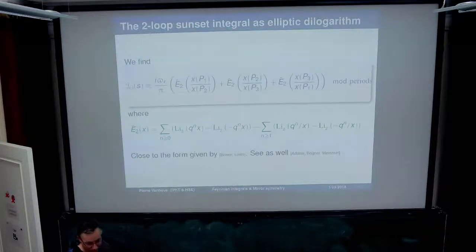In the paper, I will give tables of numbers. So the determination of the Li2 that we use is such that it matches on the physical region, that is below the threshold. Okay.